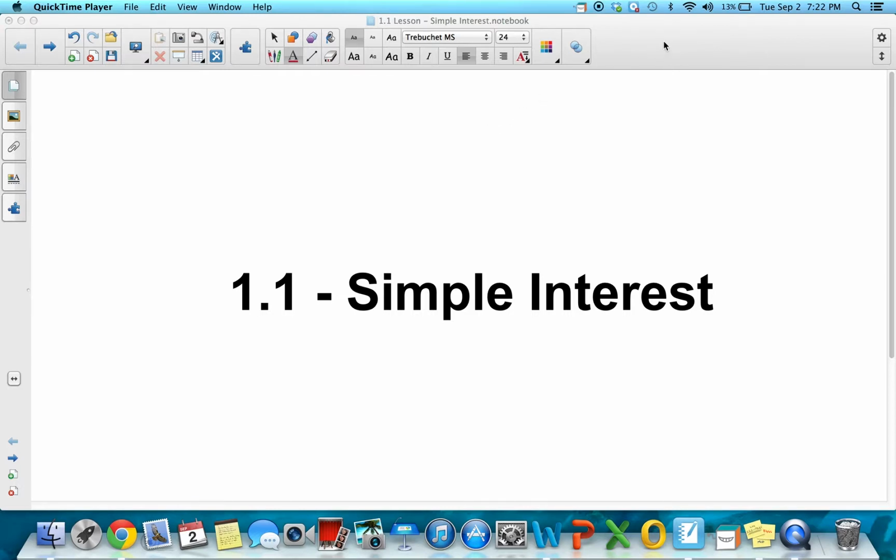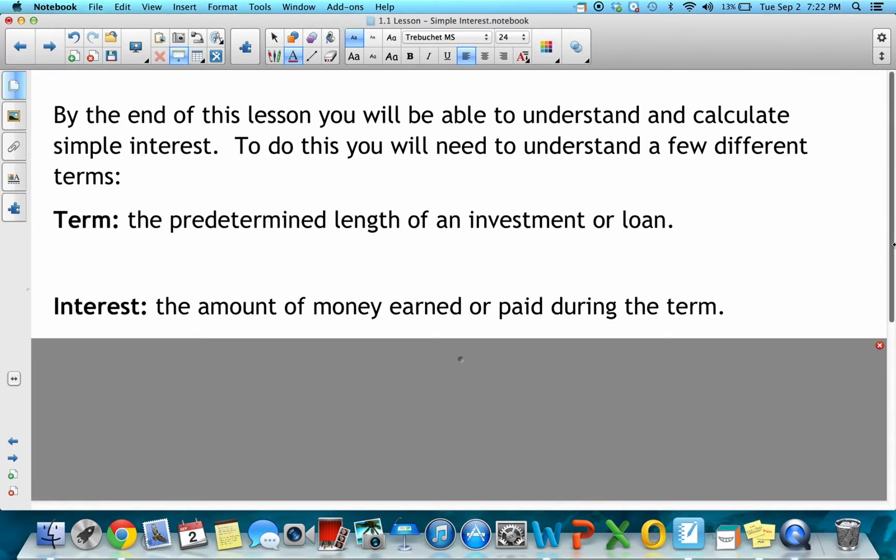Section 1.1 is on simple interest. We're going to be working through the notes handout that you have together, and then at the end you'll have some in-class time hopefully to work on the assignment. So let's get started. By the end of this lesson, you will be able to understand and calculate simple interest.